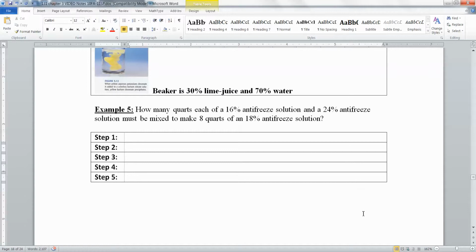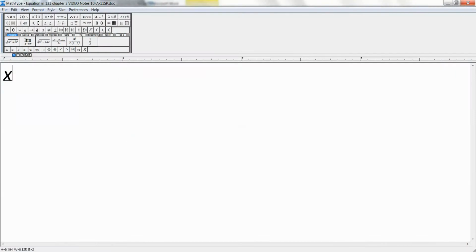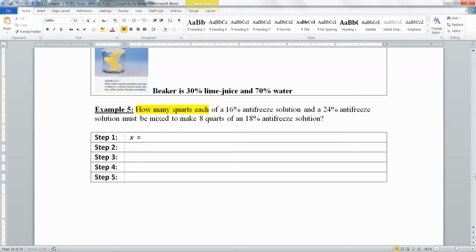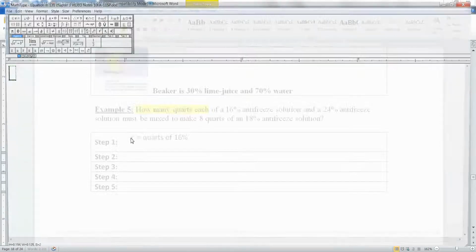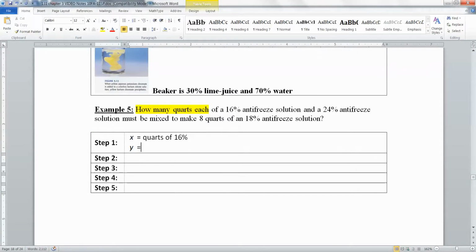All right, the first thing we're going to do is figure out some variables. So you can see that we have 2 types of solution in here. We have a 16% and 24%. They must be mixed, right? So how many quarts each? See that? They're asking you what they want. So they're telling you, hey, we want X and we want Y. So we're going to let X equal quarts of 16%, say. And then we're going to let Y equal quarts of 24% antifreeze. All right, great, wonderful, marvelous.